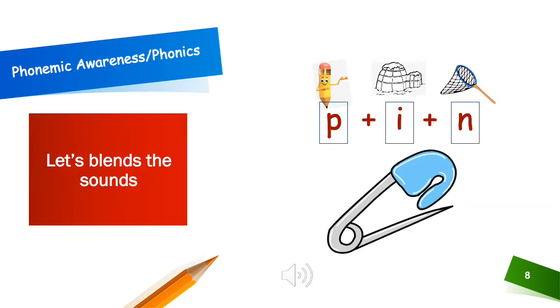Now let's tap out or blend the sounds. The first letter makes the p sound. The next letter makes the I sound. The third letter makes the n sound. So p, I, n. If you blend the sounds, what word do you get? If you said pin, you are correct. Good job.